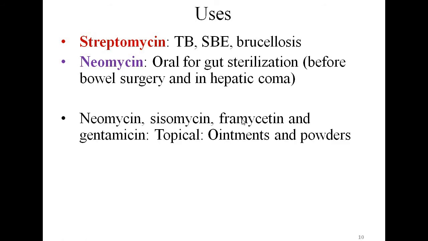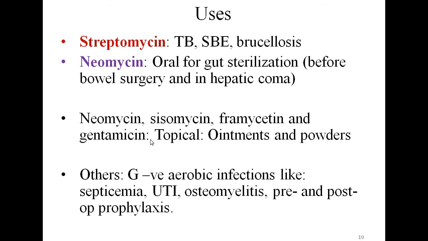Neomycin, sisomycin, paromomycin and gentamicin are also available as ointments and powders: gentamicin eye drops, gentamicin eye ointment, neomycin skin ointment, and neomycin dusting powder for topical use. The others like tobramycin, amikacin, netilmicin are used for gram-negative aerobic infections like septicemia, urinary tract infection, osteomyelitis, and in pre- and post-operative prophylaxis.